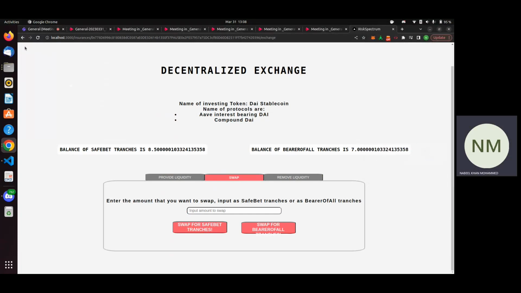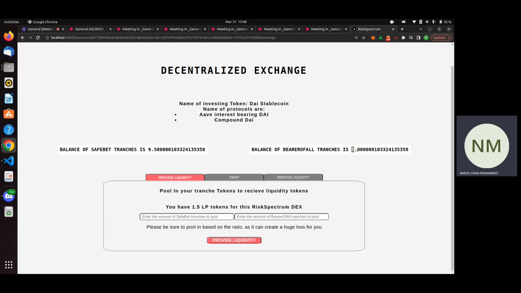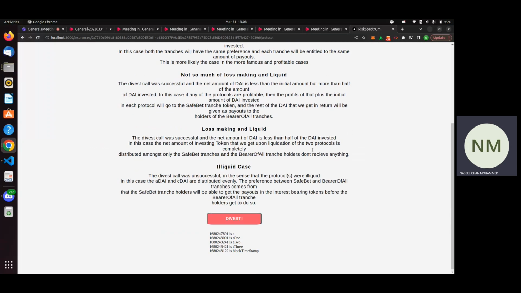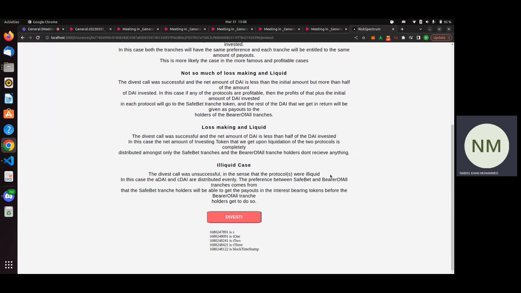Once we've done this, we'll be able to check that I've gotten around one safe bet, and two of my better falls have been gone. It will go to the protocol. Hopefully, right. So now the investment period has been completed. Now it's time to make the Davis call.